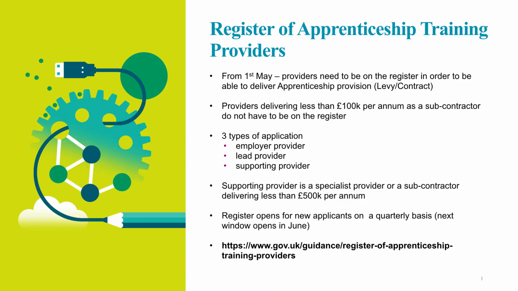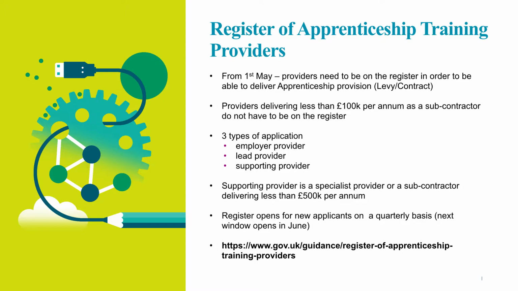And this is for any provider that wants to deliver apprenticeships from the 1st of May this year, who ideally needs to be on this register, and we'll go through some of the information now. So like I said, in order to deliver apprenticeships from the 1st of May, you ideally need to be on this register, and that's either as a levy-paying employer or as a subcontractor. Or for those employers that are non-levy paying as well, that you're using your apprenticeship funding for, then you would need to be on this register. There is a caveat to that.